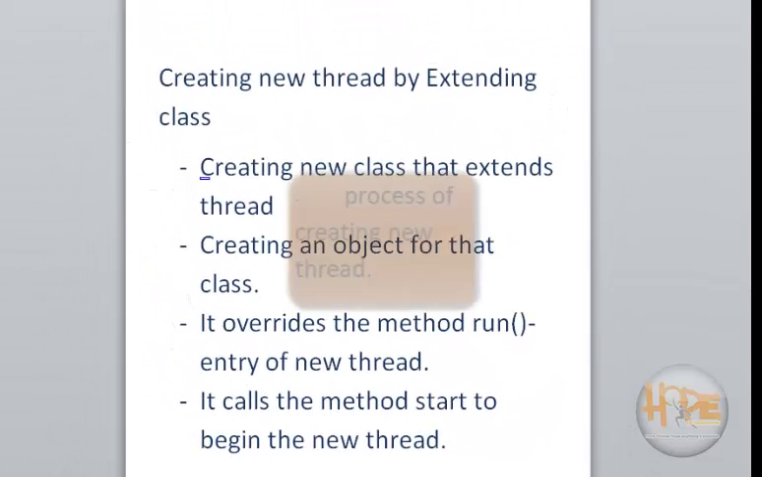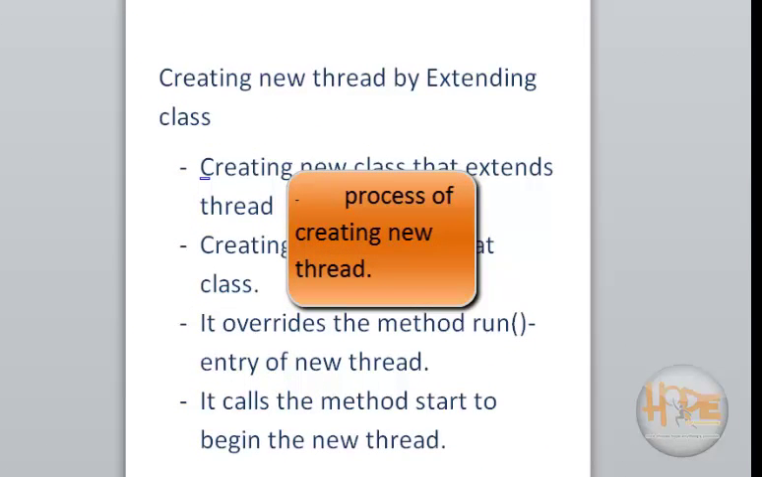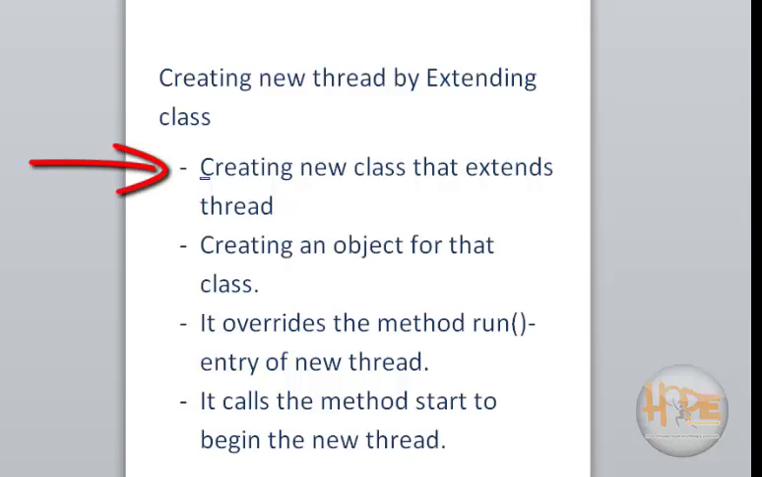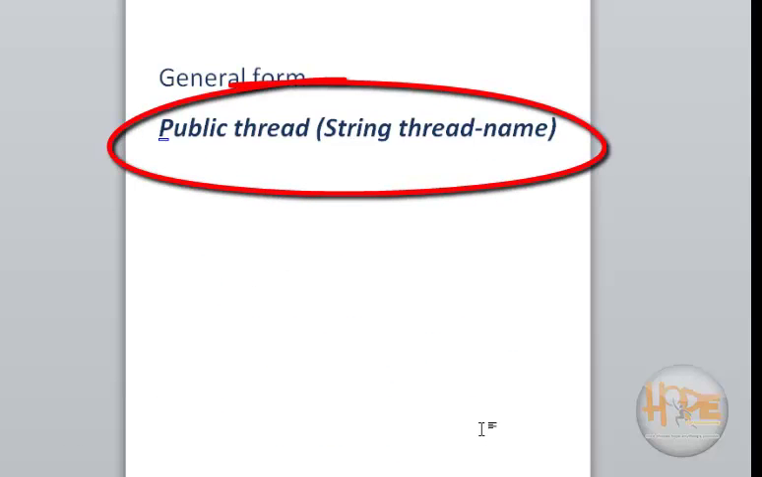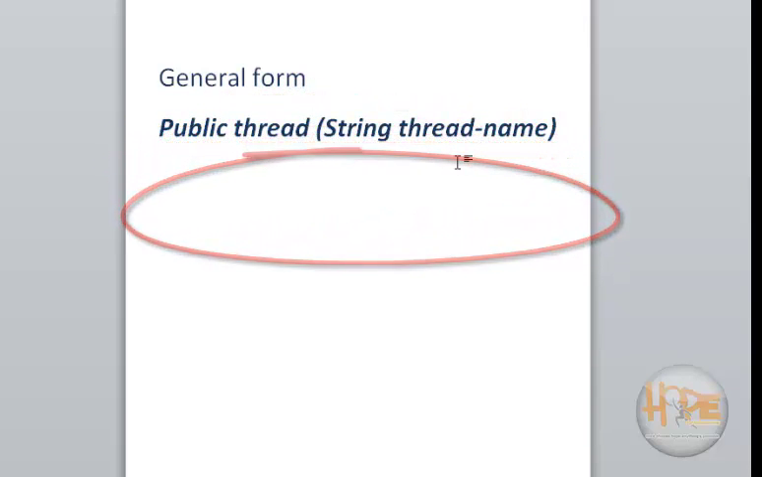Now let's take a look at how to create a thread by extending a class. Here are the steps. First, create a new class that extends Thread. Second, create an object for that class. Third, override the run method, which is the entry point of the new thread. Then call the start method to begin the new thread. This is the simple structure of a thread. Here public is a keyword, Thread is a keyword, and threadName is the name of the thread, which belongs to String.